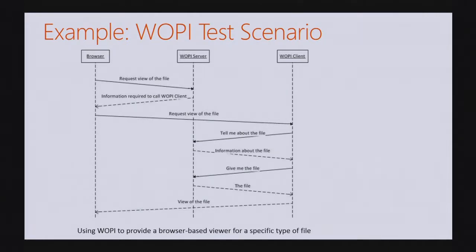The browser sends out the request view of file to the WOPI server, and the WOPI server responds with information required to call the WOPI client. Then the browser sends out the request view of file. Then the WOPI client starts to ask about the file information and then get the file. Okay. Then what's this scenario in our test case?